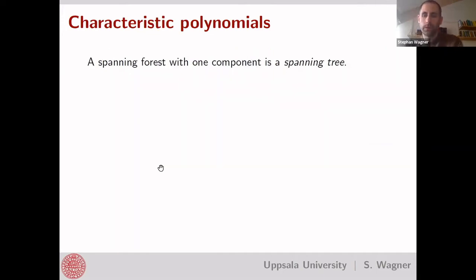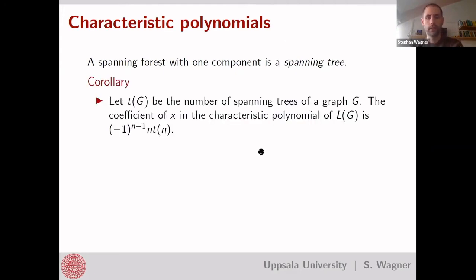We get one special case that is very nice and interesting as well, which is spanning trees, spanning forests with precisely one component. Now, in a spanning tree, I have just one component, and the number of ways to choose a root is just the number of vertices. So the number of rooted spanning forests with one component is equal to the number of spanning trees times n, the number of vertices. So we're getting a very simple corollary. The number of spanning trees occurs up to a factor n as the coefficient of x in the characteristic polynomial.